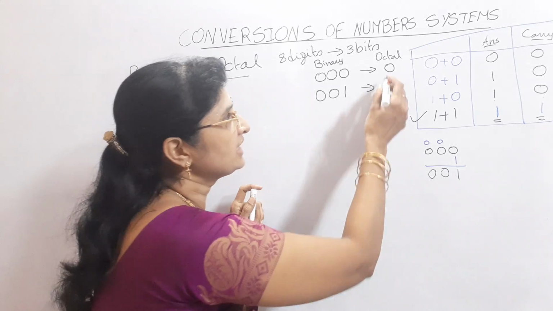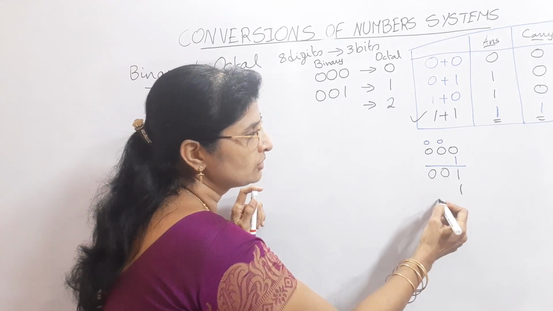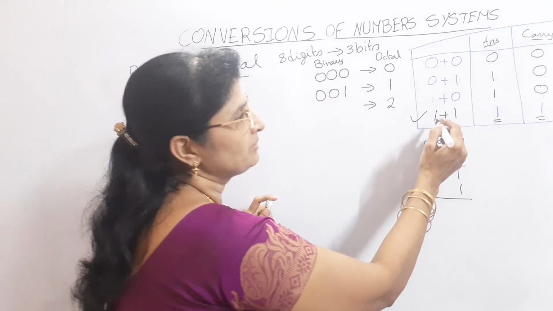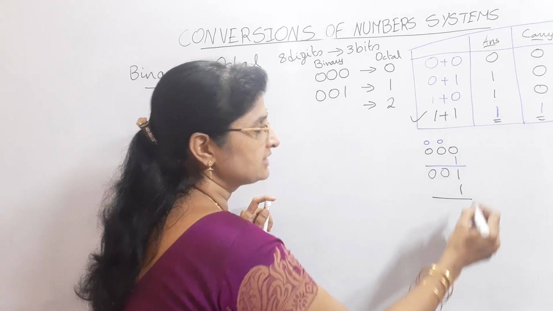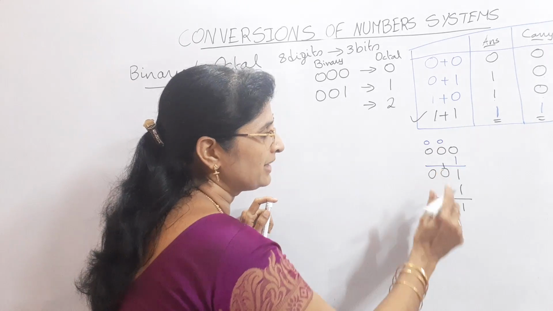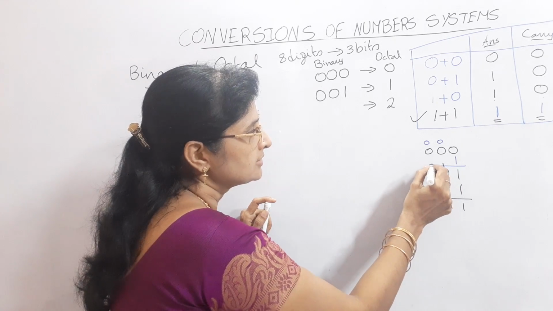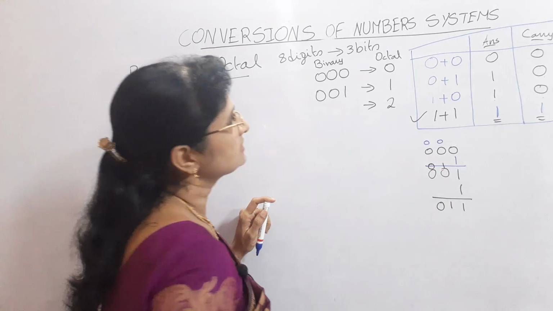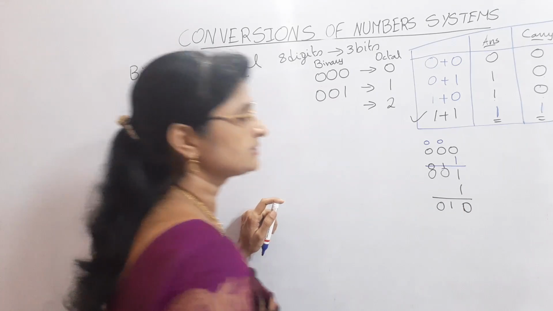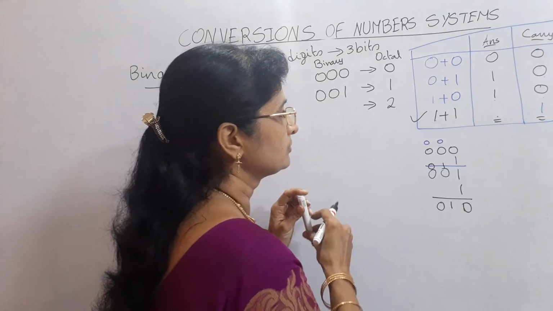The next digit is 2. How can you get 2? Again add 1 to 1. So that is 1 plus 1. 1 plus 1 means the answer is 0 and the carry is 1. Then 1 plus 0, the answer is 1 and the carry is 0. Then 0 plus 0 is 0.